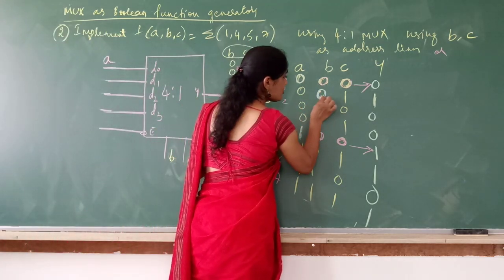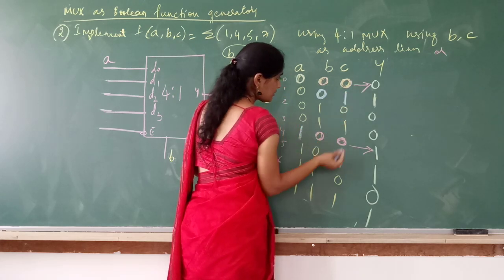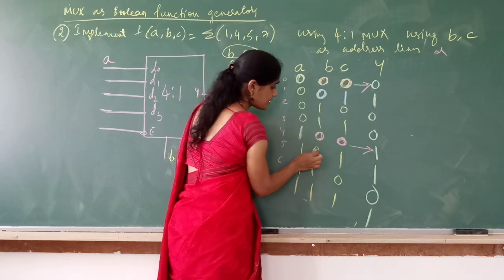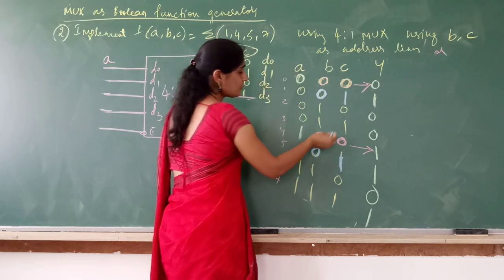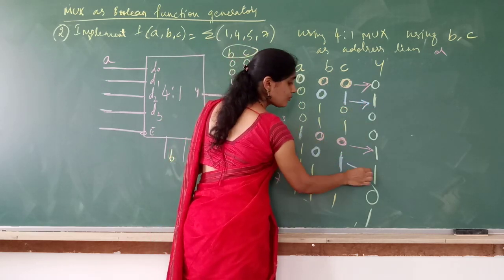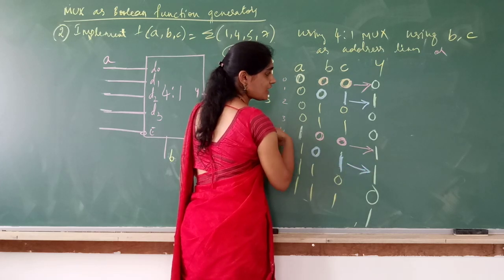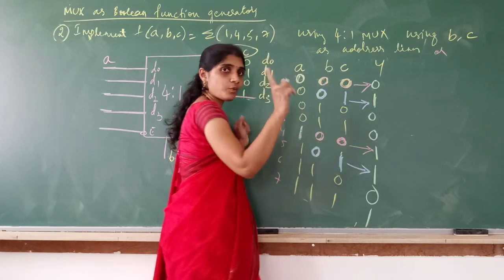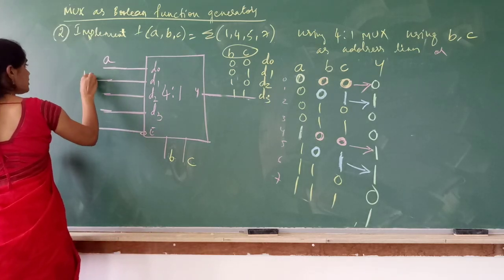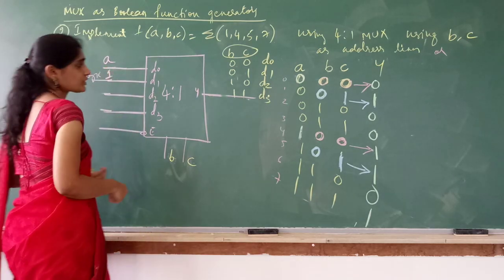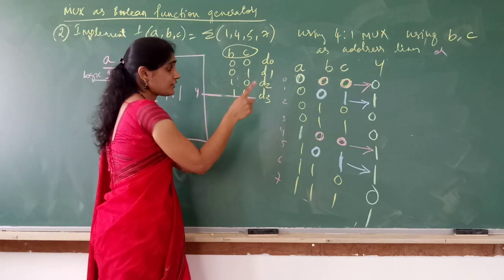0, 1, 0, 1. Okay, any other combination? Yeah, here 0, 1. So 0, 1, what is output? 1, 1. You need not compare it with A. Both, what is output? 1. So what is D1? D1 is logic 1. Sorry, D1, I'm sorry, D1.